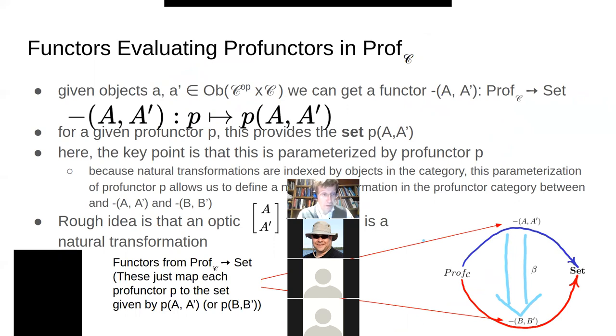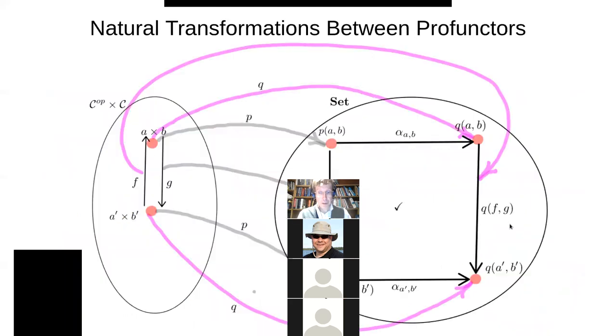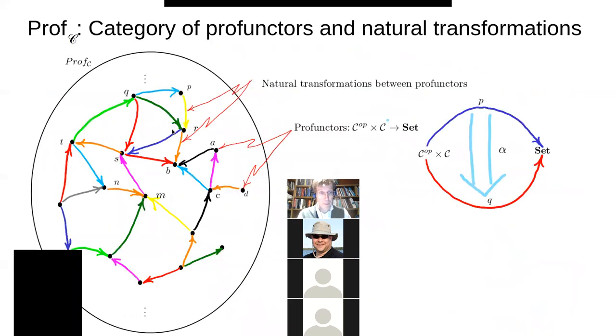Some objects in this category C op cross C. These are all profunctors associated with C from C op cross C into set. So all it's going to do is, for a given profunctor here, like P, evaluate it at a given object in C op cross C, like A comma A prime. What is that profunctor there? It's a set. Each of these profunctors maps C op cross C into set. So if you evaluate it at A comma A prime, it'll give you back a set, okay?